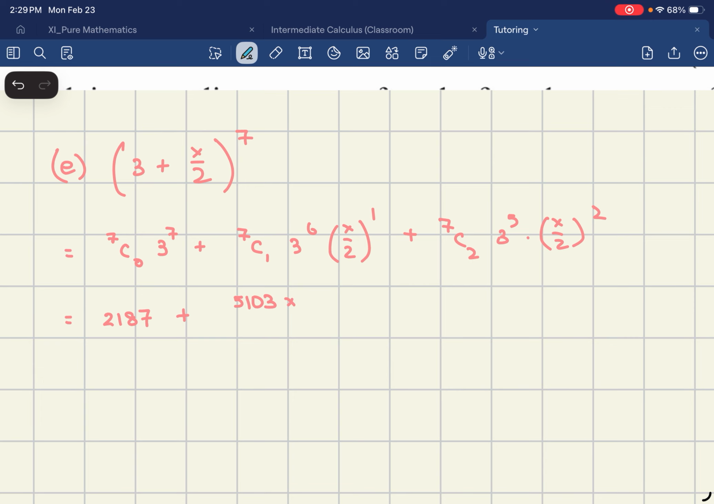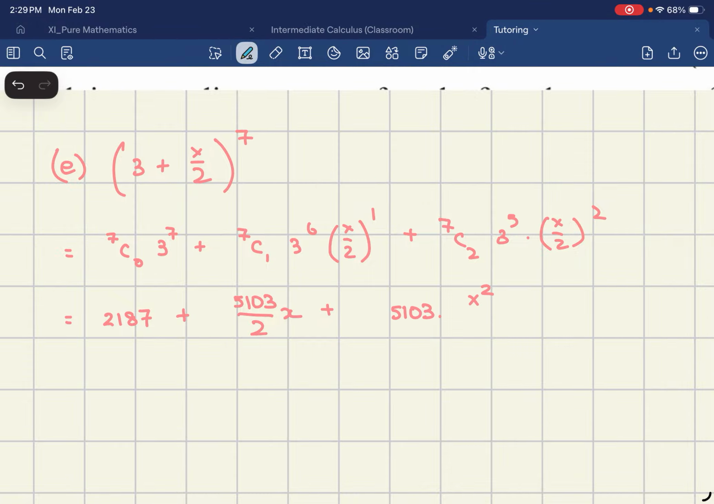I have then x over 2. So that is 5103 divided by 2 times x. And finally, I have 7C2. So that is just 7 times 6 divided by 2. That is 7 times 3. That is 21 times 3 to the power 5. 21 times 3 to the power 5 gives me 5103.